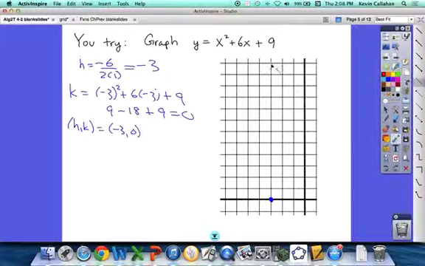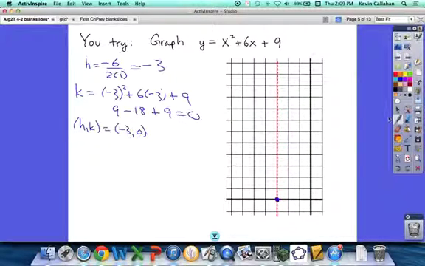1, 2, 3. That looks about right, like that. And then we need to plot another point. Will the y-intercept work for us this time? I mean, it's plus 9. I made sure to copy a grid that would include 9 on it. So we go up 1, 2, 3, 4, 5, 6, 7, 8, 9. So that point is on the parabola, right?